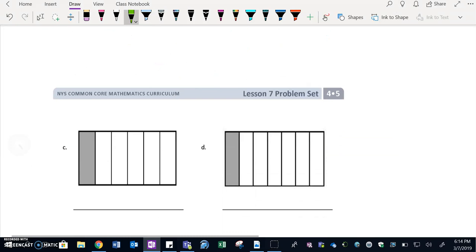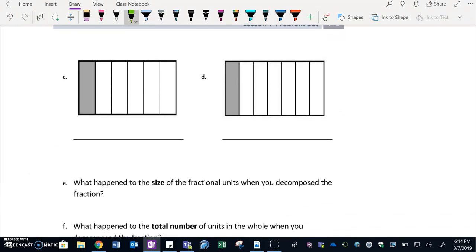Pause if you need to. You're going to make up your own on this one, these two as well. So 1, 2, 3, 4, 5, 6. There is 1 out of 6 shaded. And here we have 1, 2, 3, 4, 5, 6, 7. 1 out of 7 shaded.